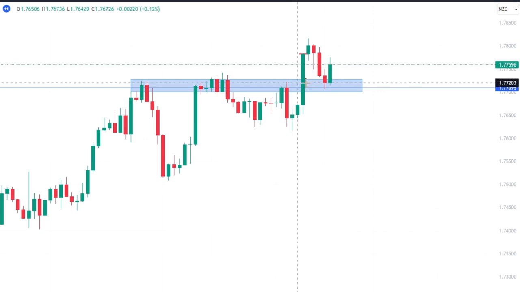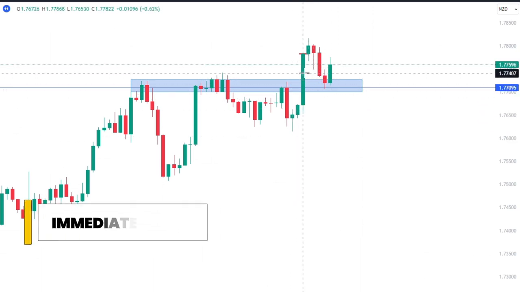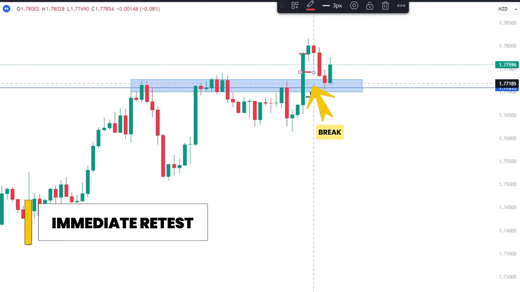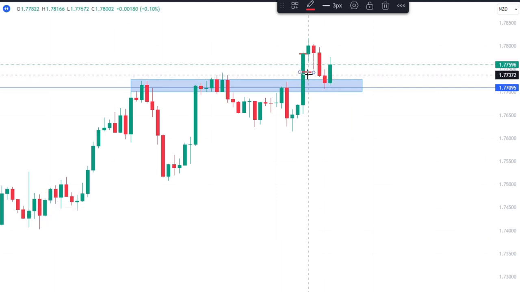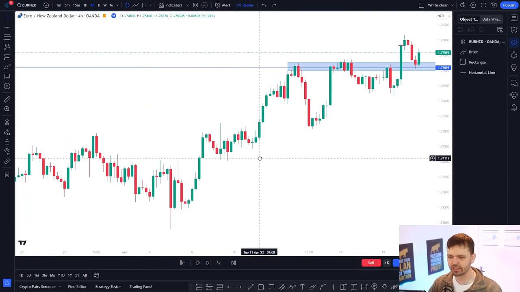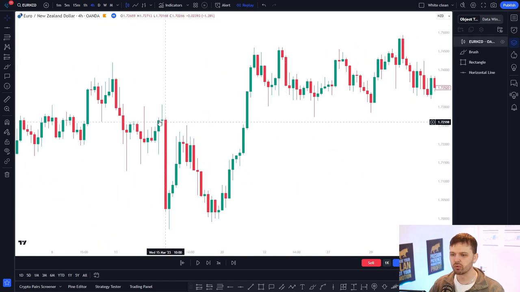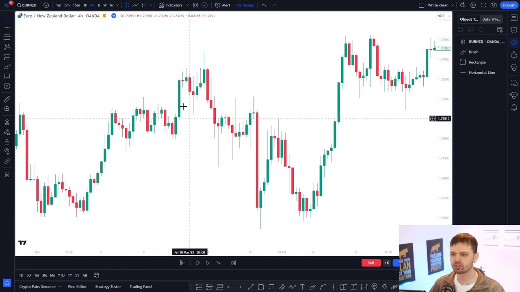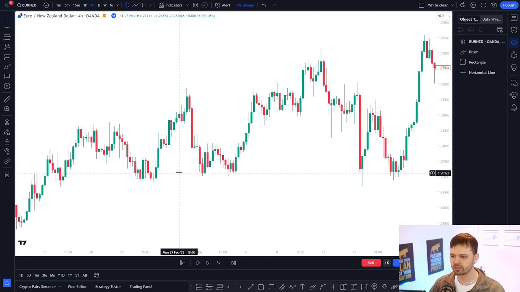There is no immediate retest. Okay, so an immediate retest would be if you had the candle closing here, and then there's another candle opening, and there's a wick testing that level, and then there's the retest. Actually, you know what? Let's see if I can find an immediate retest to kind of show you what I'm actually talking about here.